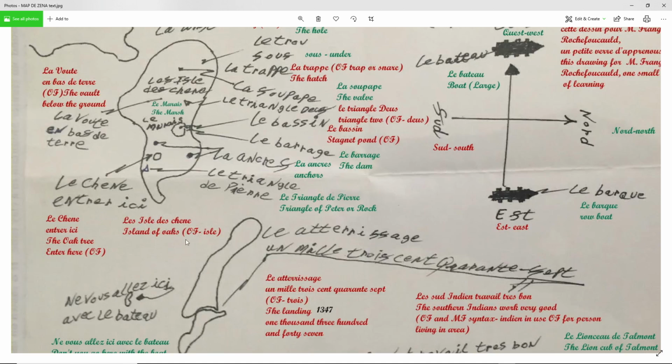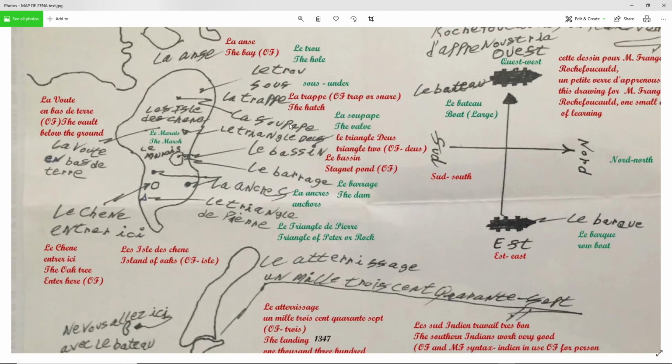Okay. And then, oh, this is for what's written up here. This says Island of Oaks. And it's got Old French. And actually, the isle is the Old French term. Now they do it like they drop the S, I think, and put a little apostrophe on the top. But that is an Old French term.